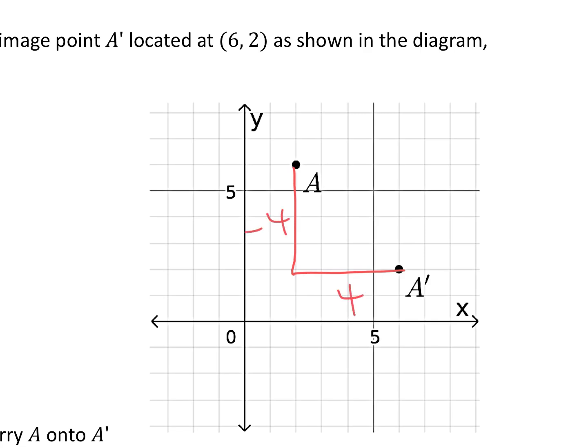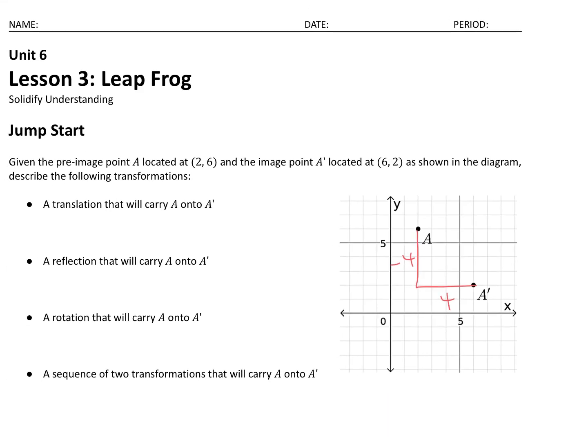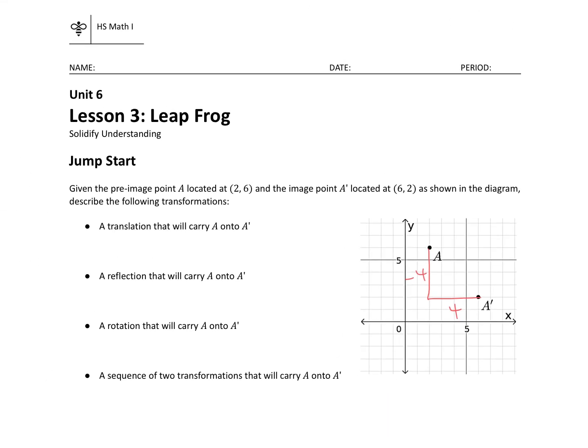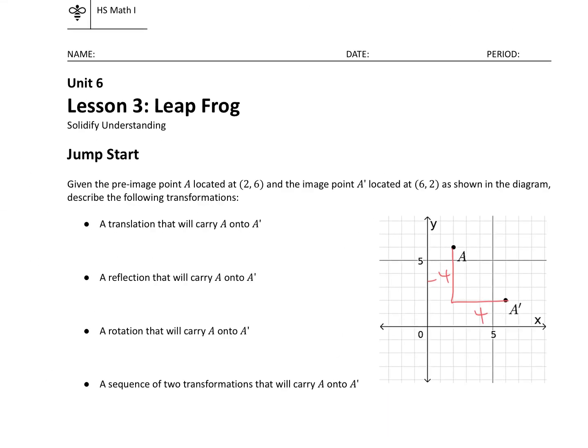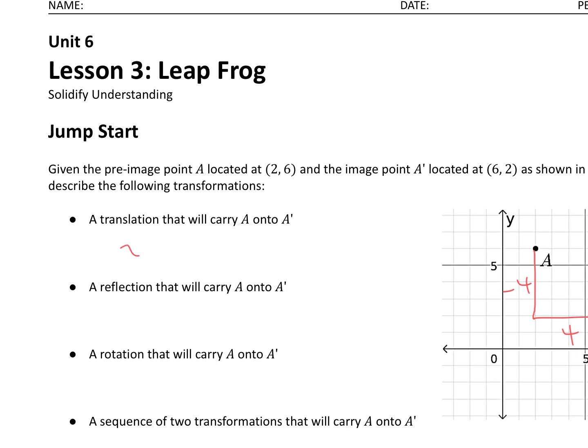So in order to write that in translation notation, you would see it as x plus 4, comma, y minus 4. Okay, so that's how you would write a translation from A to A prime. Now, in order to do a reflection from A to A prime, we need to identify the line of reflection.